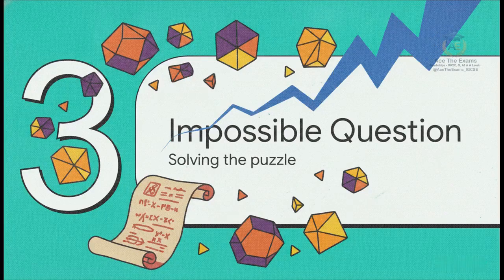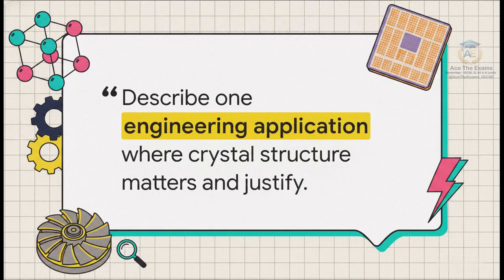Section 3. Solving the impossible question. Okay, we're going to escalate the stakes now. What happens when the exam paper throws a massive curveball that seems entirely outside the normal bounds of a physics textbook? You turn the page and you see this genuinely scary past paper style question. Describe one engineering application where crystal structure matters and justify your choice.